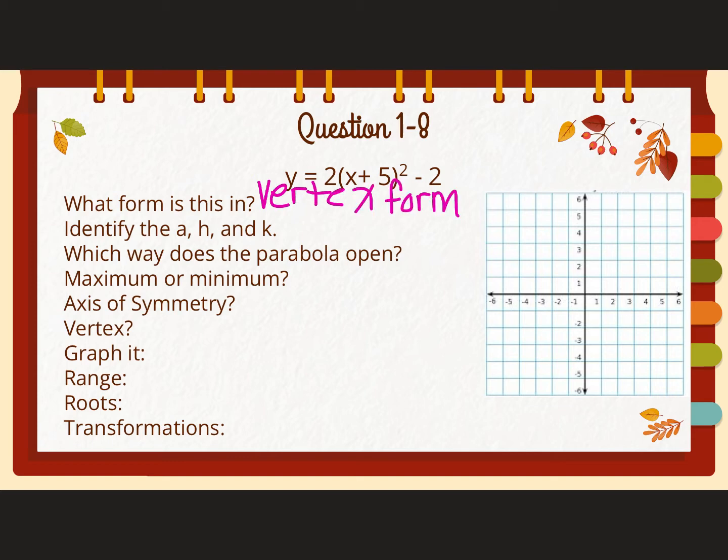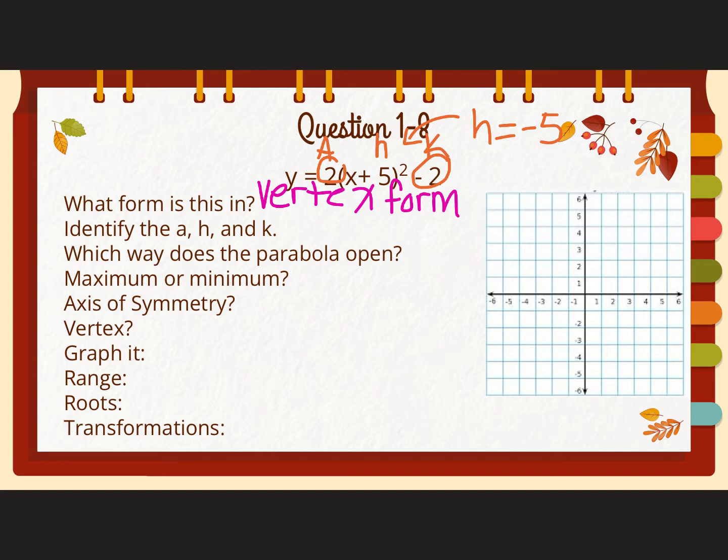The next thing I want to do is label my A, H, and K. A is in front of the parentheses, it's a positive value. My H is going to be -5 when I pull it out, and my K is -2. So make a little side note over here: H is equal to -5. Remember, your parentheses lied to you.